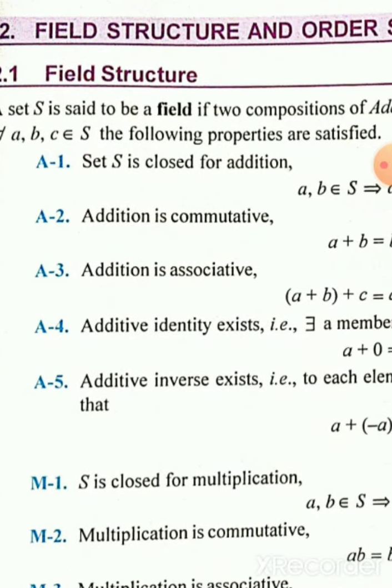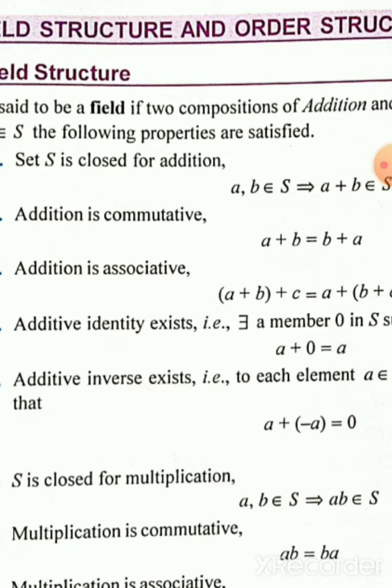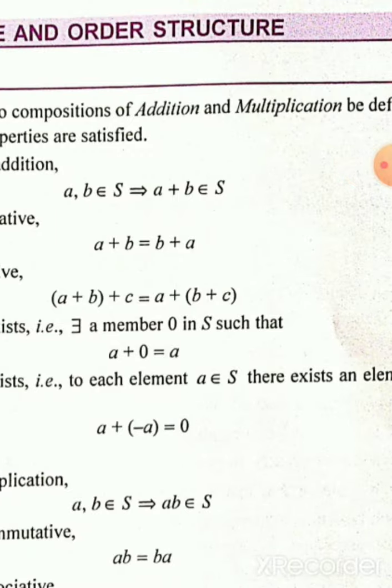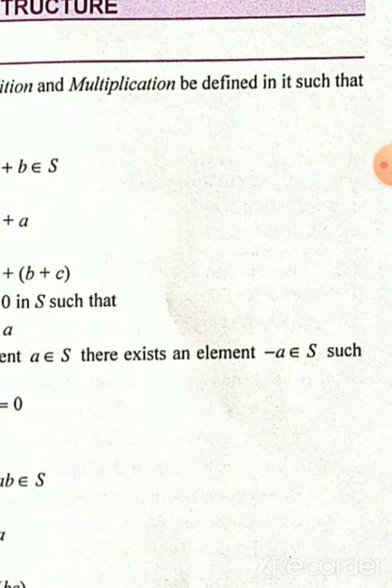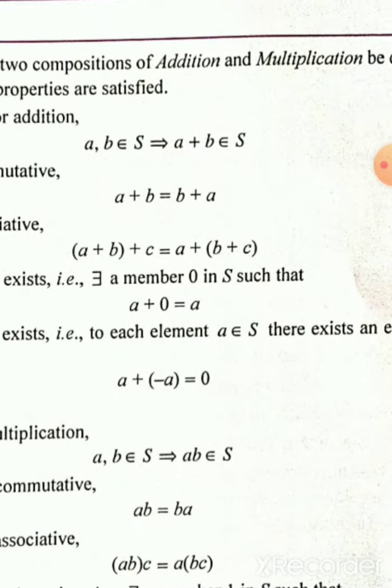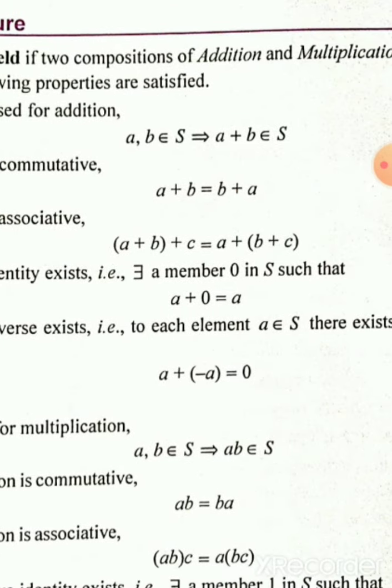Next property A5. The additive inverse must exist. That is, for each a belongs to S, there should exist an element minus a belongs to S such that a plus in bracket minus a equals 0.